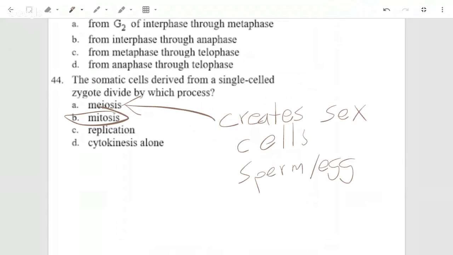So if it's something that's growing, like a brand new zygote that's just two cells and has a potential to become a human being, then it's going to be mitosis. That zygote will not perform meiosis until it's an adolescent male or female that's gone through puberty. That's the only time they would do that process.